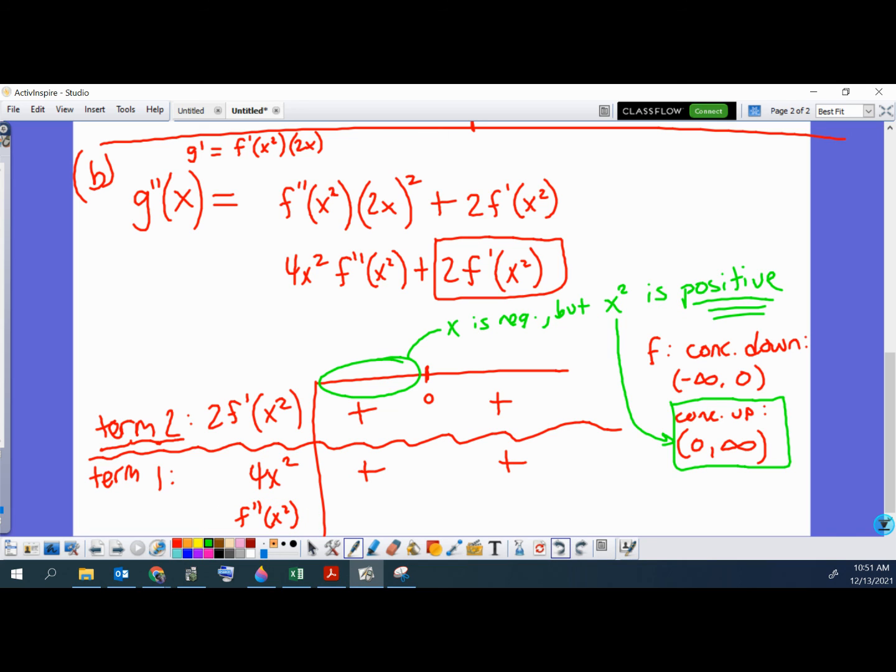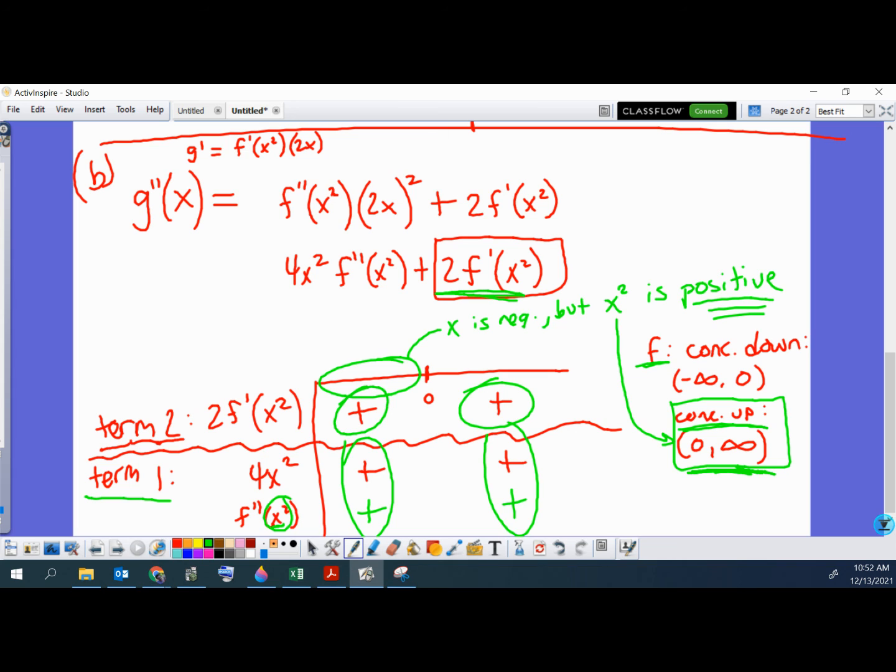I don't know if that totally makes sense. Think it through again, working from the inside out. Negative values of x squared makes positive. f double prime of a positive number has to be positive because that's what this says: f is concave up for positive inputs. So that's going to be positive. And then same thing over here, that's also going to be positive. The point being that both factors of this first term are positive on both intervals, and the second term is also positive on both intervals.